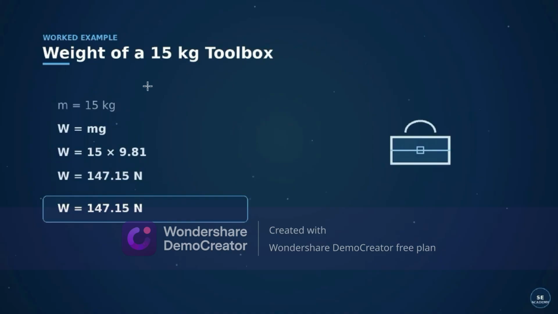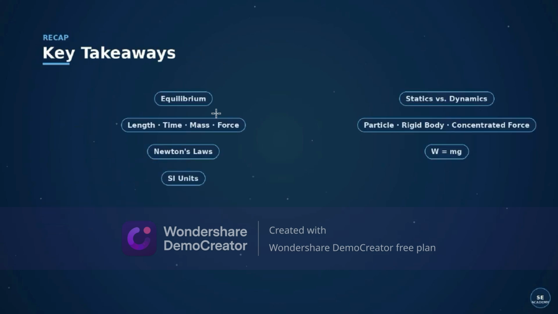For example, these are just simple examples. For example, calculate the weight of a 15. Simple example.